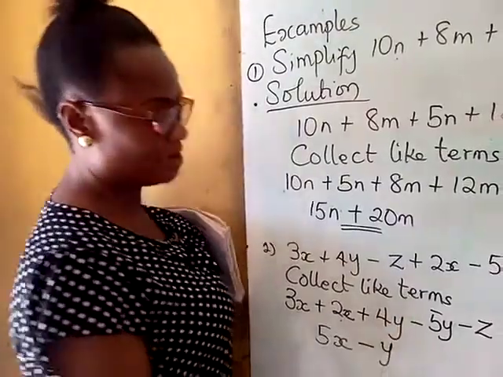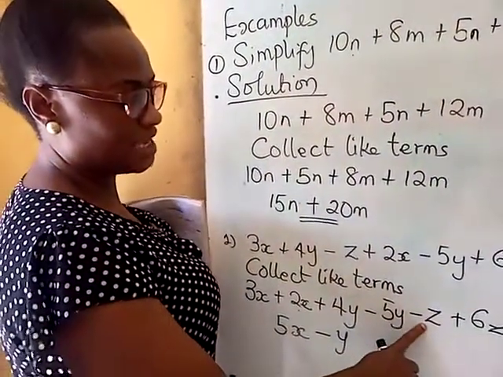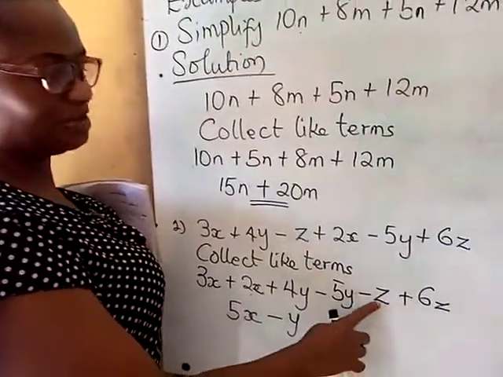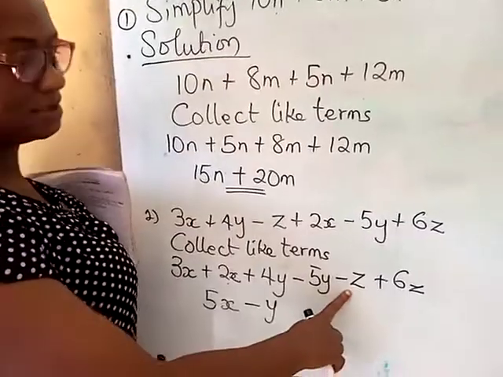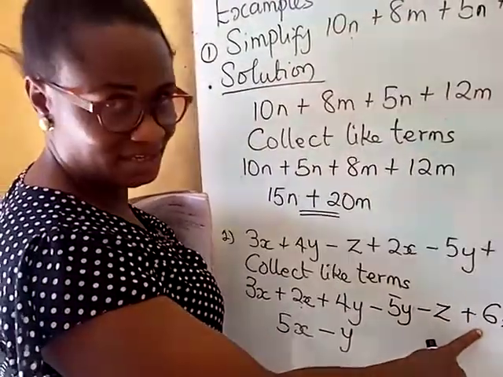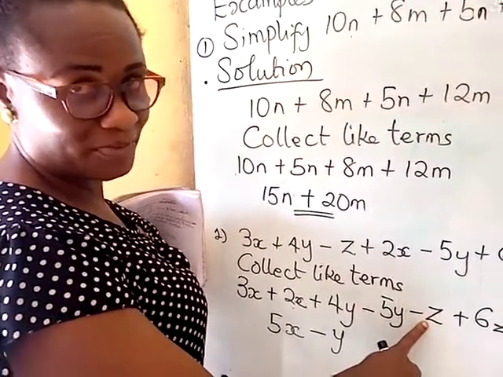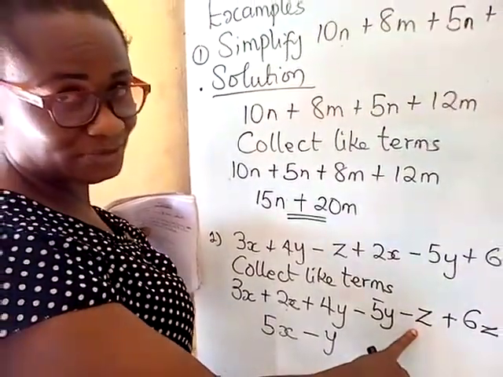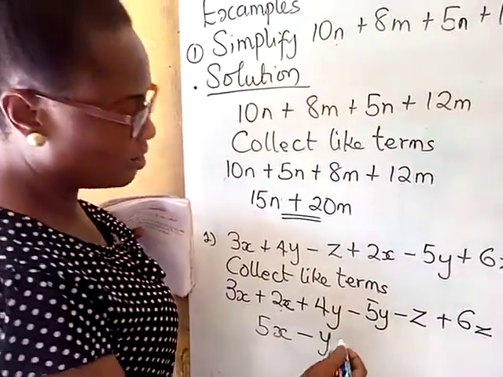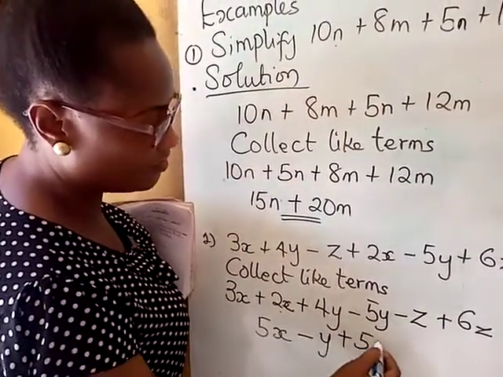Which will now give me minus y, minus z plus 6z. Minus z means I'm owing a z, plus 6z means I have 6z. So which will now give me what? I have to pay my debt. If I pay, I still have some z left with me, so I have what? Plus 5z.